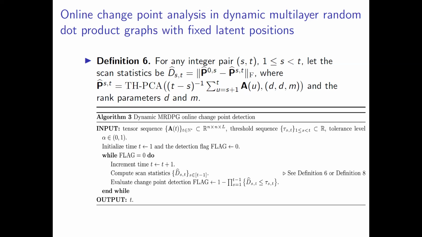The formalization of what I just said is this algorithm. How we choose a discrepancy measure is very naively done by estimating the tensor from the beginning to time s. We estimate the probability tensor, and we call that p hat 0s. Then from s to t, we estimate the tensor as well, but only using the data between s and t. Then we take the Frobenius norm of the difference of the two. If the Frobenius norm is large, then we raise an alarm and we stop. If it's below the threshold, then we keep collecting data. That is the detection algorithm for fixed latent positions.